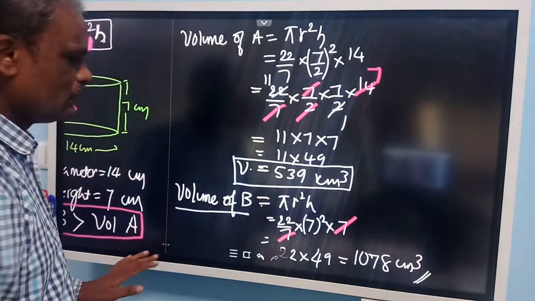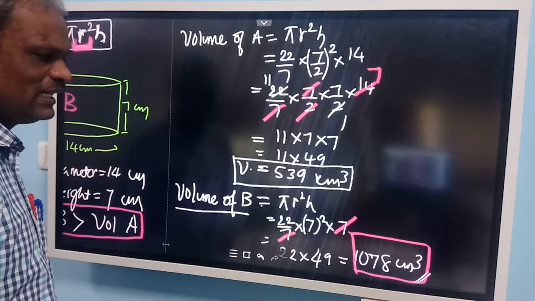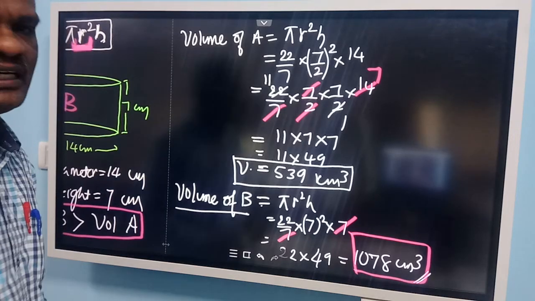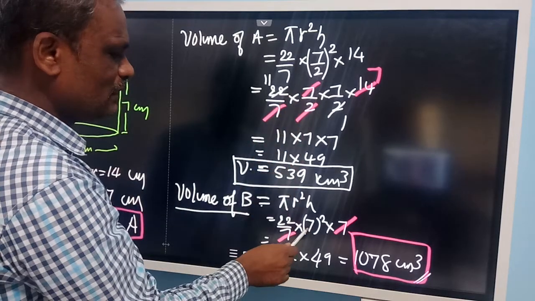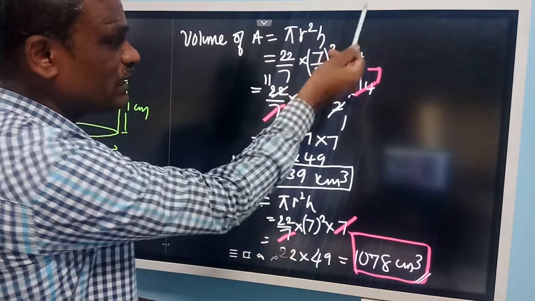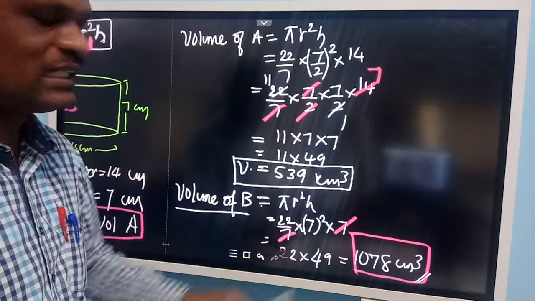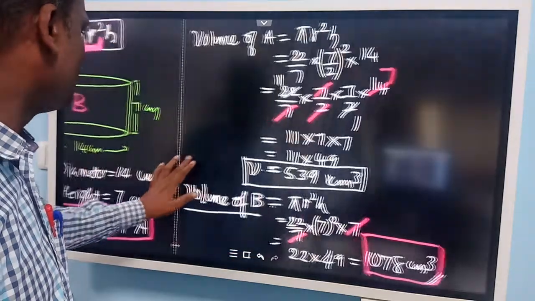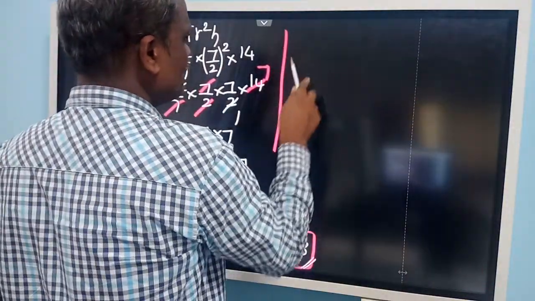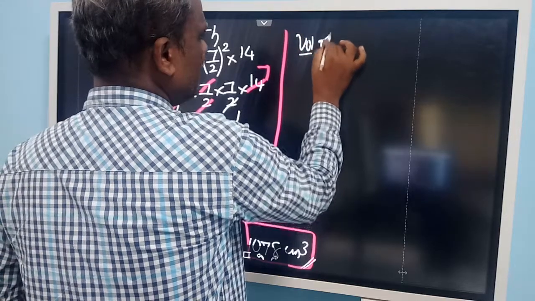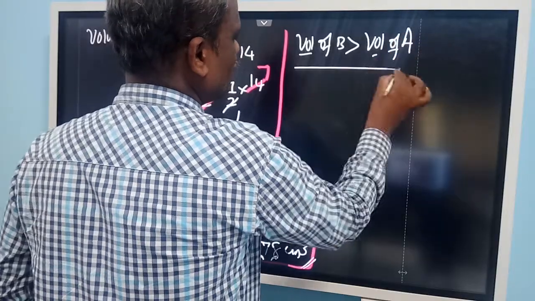Now look at this, compare the volumes. Volume of the first one is only 539 centimeter cube. B is greater because of this squaring: here you are doing 7 square, for the first one only 3.5 square. Therefore the second one will give you more volume. So the volume of the second cylinder is greater than the volume of the first one. So the volume of B is greater than the volume of cylinder A. This is the conclusion.